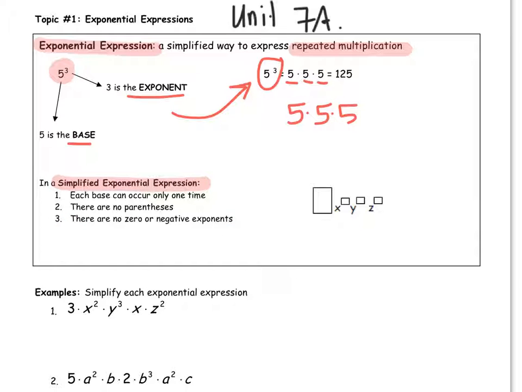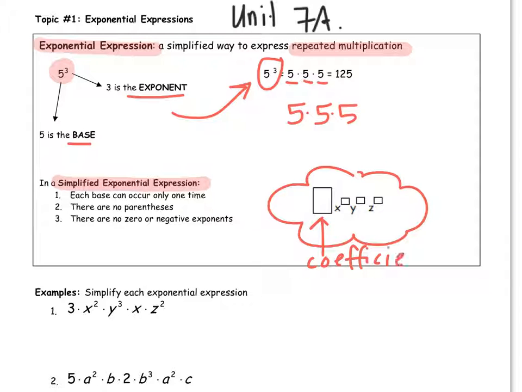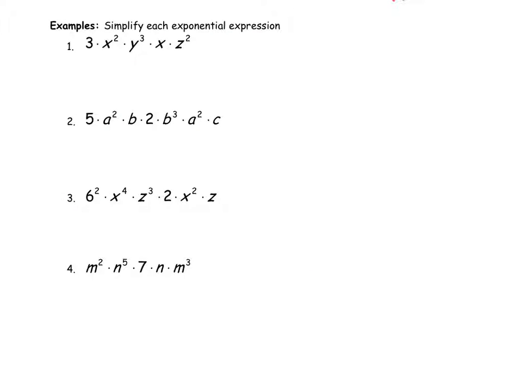So over here is just in general what a simplified expression looks like. This right here, I'm going to say that that's a coefficient. We know what a coefficient means. It's a number in front of a variable. So you may have a coefficient, and then you have bases, and they're all raised to a power. Alright, so this is the goal of what we want our simplified expressions to look like. Okay, so moving on to our first example.